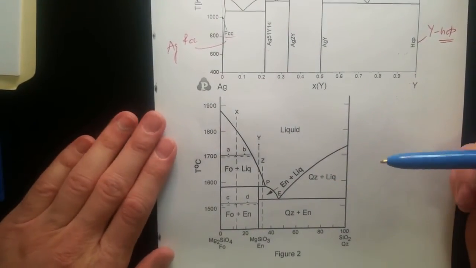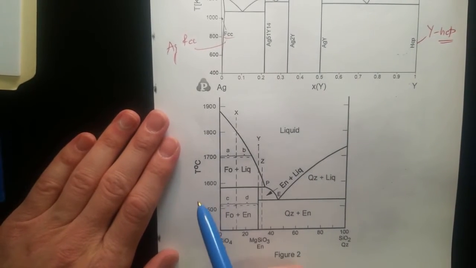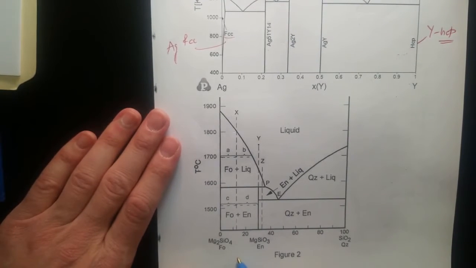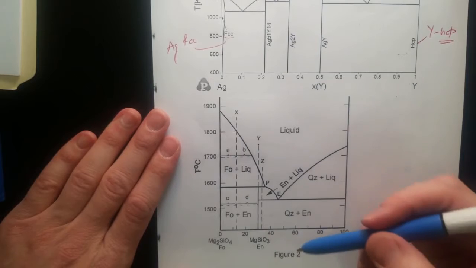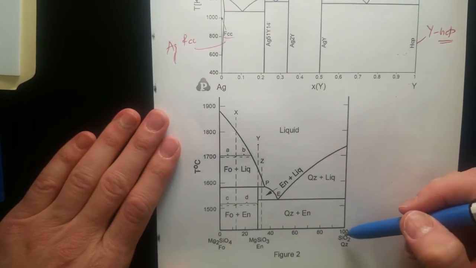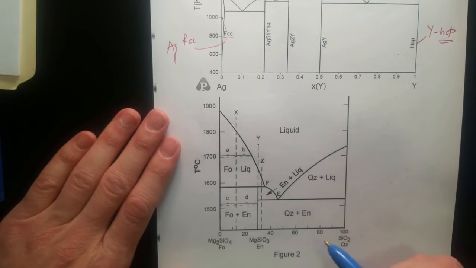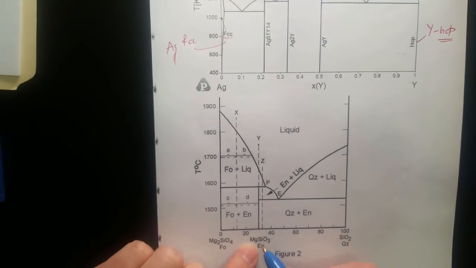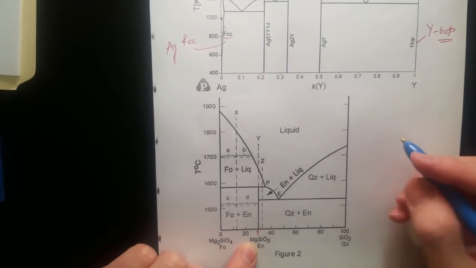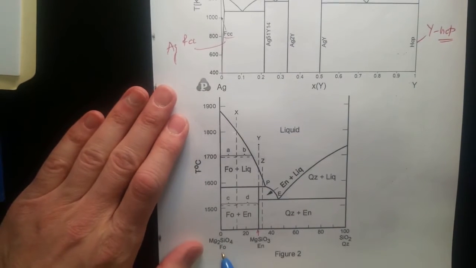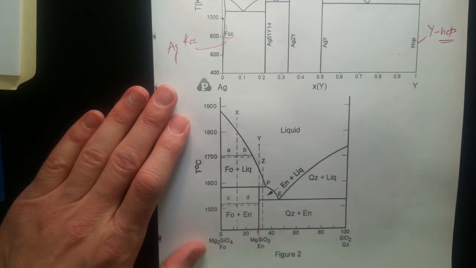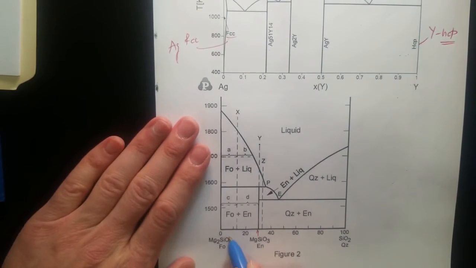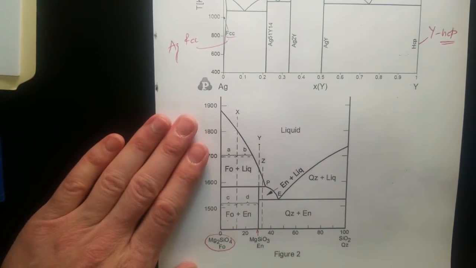This one is a phase diagram. We've got our temperature in Celsius, and they do not tell us what this is, but let's see here. This is a line compound, which is magnesium silicon oxide. On the left is Mg2SiO4, called forsterite. I have a terrible time pronouncing these.